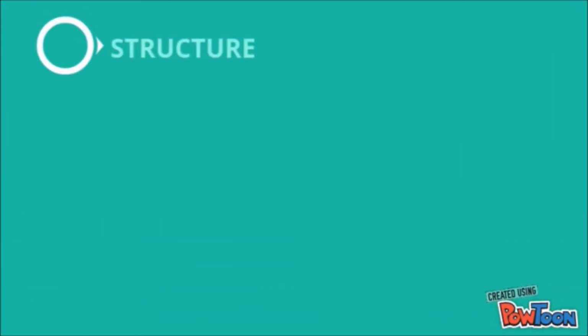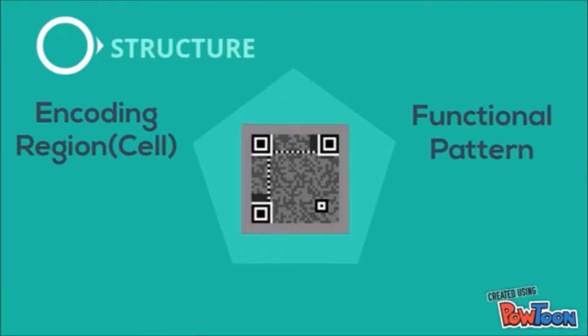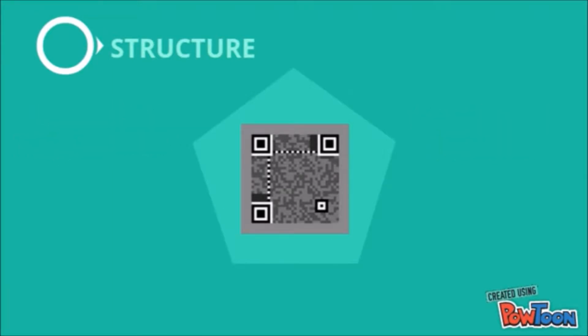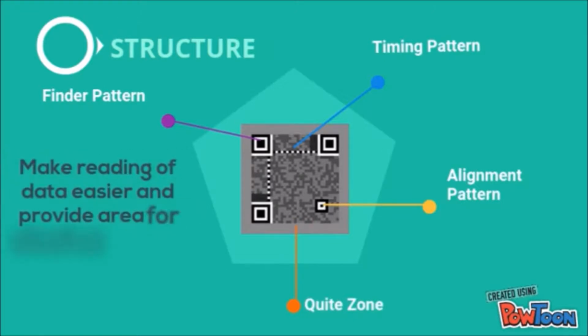The structure of a QR code consists of an encoding region, cells, and functional patterns. Functional patterns are such as finder patterns, alignment patterns, timing patterns and the quiet zone, which make the reading of the data easier and provide an area for data storage.